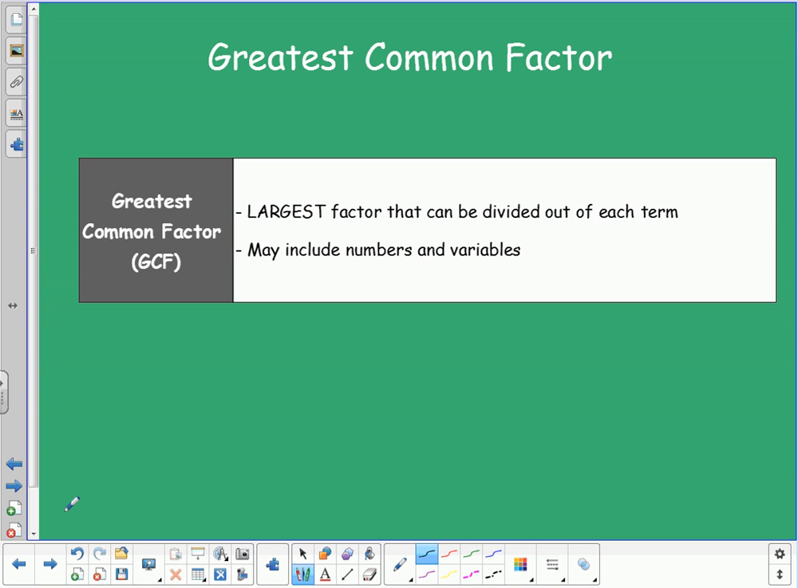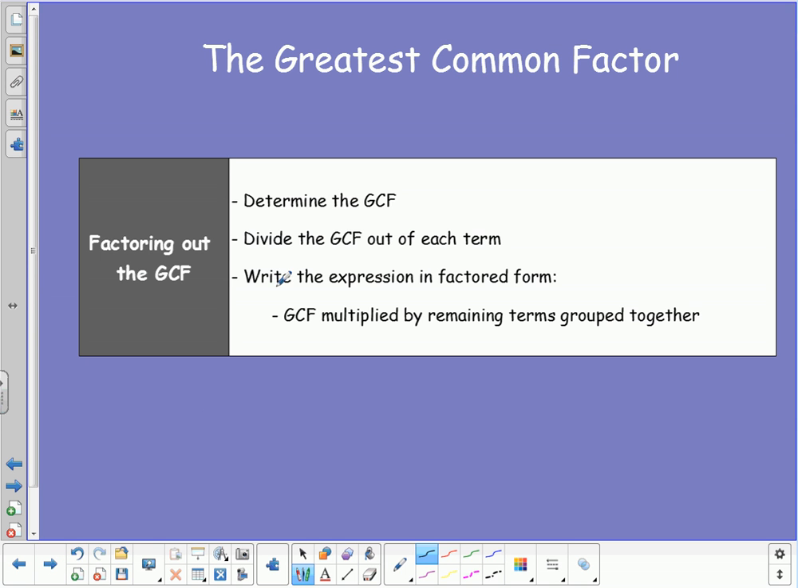So we're undoing multiplication when we're factoring. We are taking apart a product. If I want to factor out the GCF, I first need to figure out what the GCF actually is. Then I need to take the GCF out of each term. And then I'm going to write the expression in factored form, which means I have the GCF out front and then multiplied by the terms that are left over grouped together behind it. So we're going to start with that product and take it apart into its factored form.